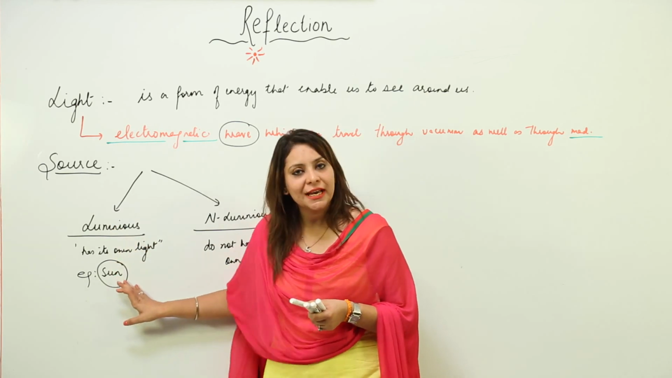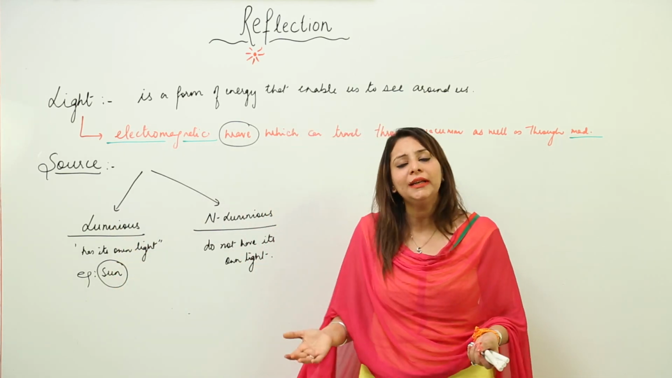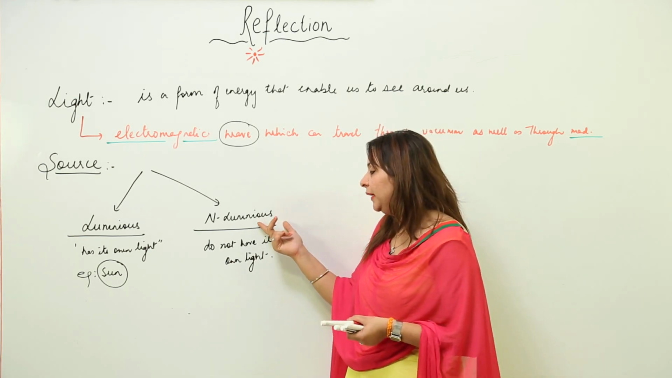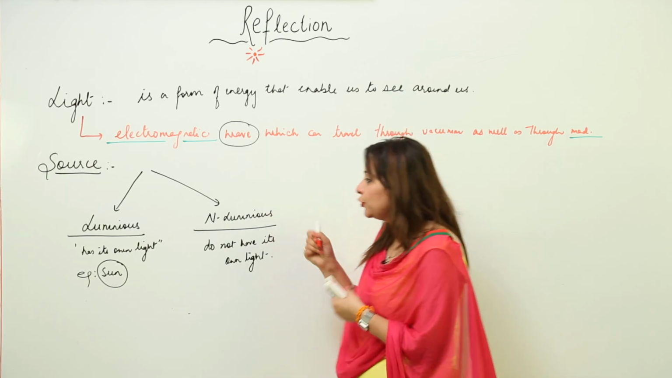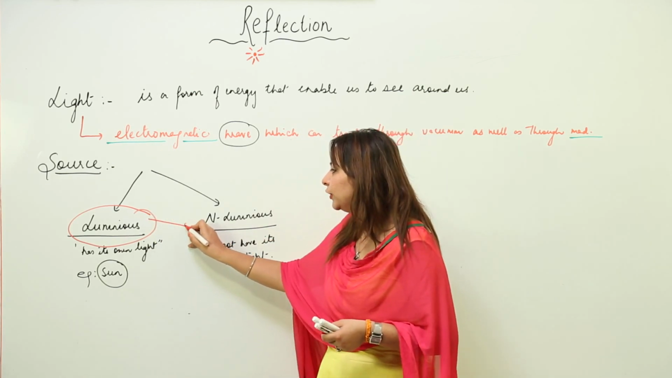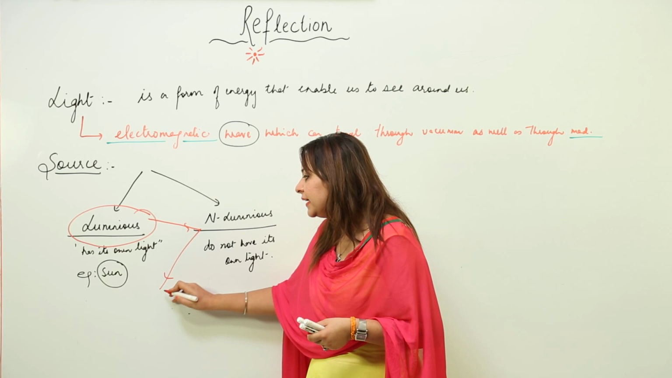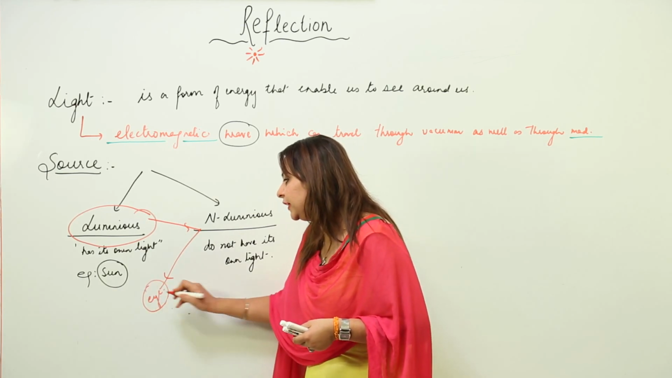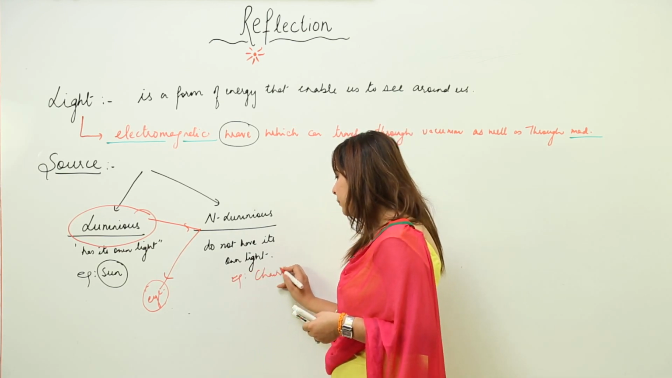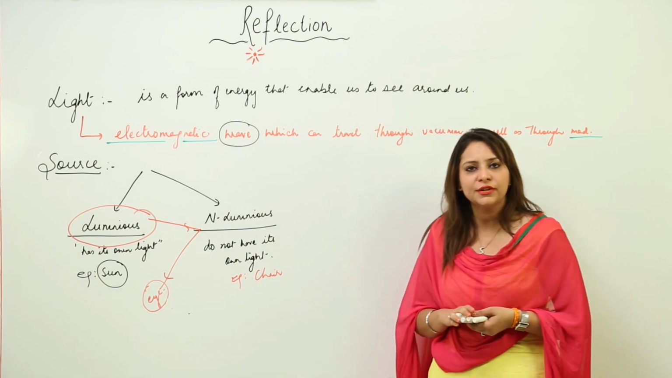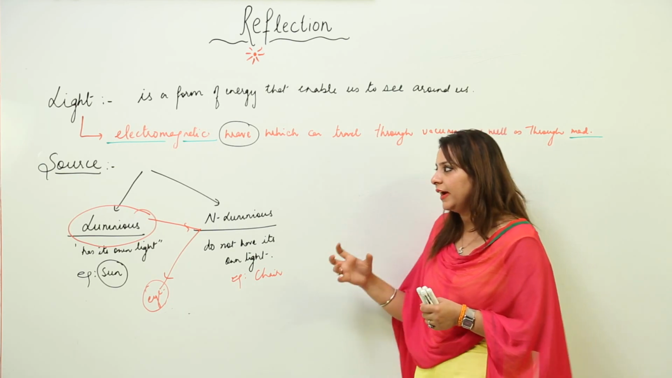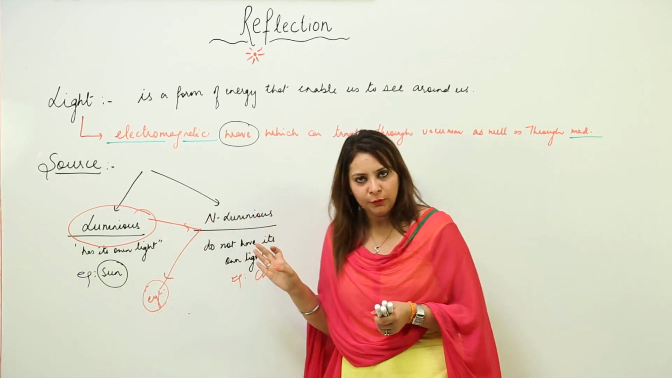So luminous is that which has its own light. It is visible because it is emitting its own light. But non-luminous is that which does not have its own light. So if we want to see a non-luminous object, there should be a luminous object, because the light will fall from the luminous object onto the non-luminous one, and it will reflect that light, and the reflected light is perceived by our eye, and we can see it. For example, chair, table, many examples are there which do not have their own light. So based on whether an object has its own light or not, we divide sources into luminous and non-luminous. I think it's clear.